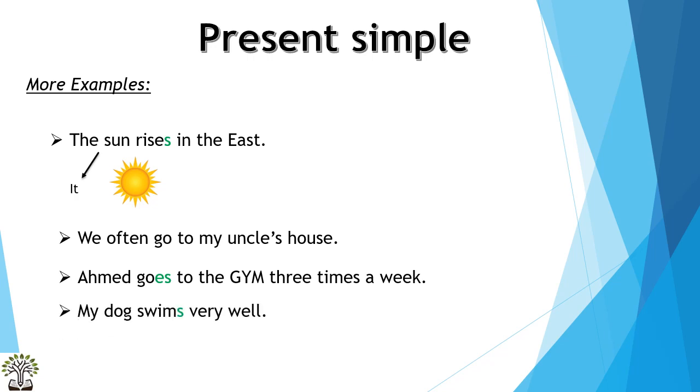My dog swims very well. So the verb here is swim and we put only s because the verb ends with a consonant which is m. My father works in a bank. My father or he works in a bank.